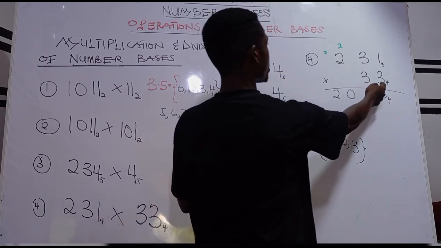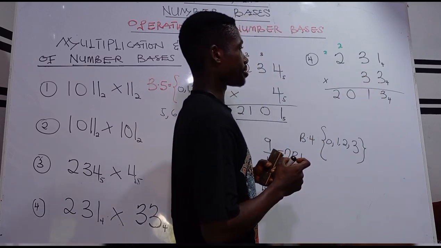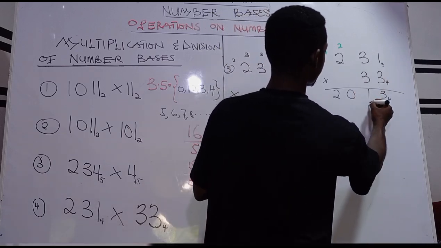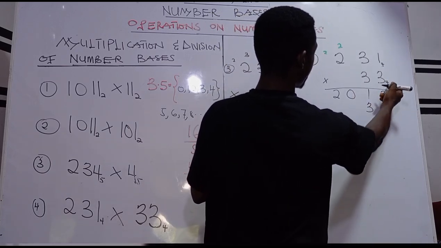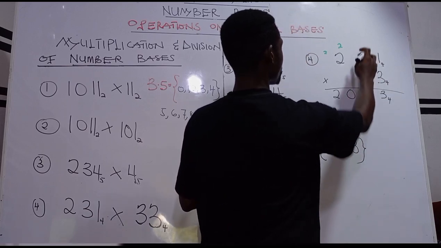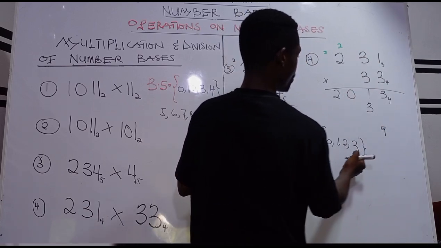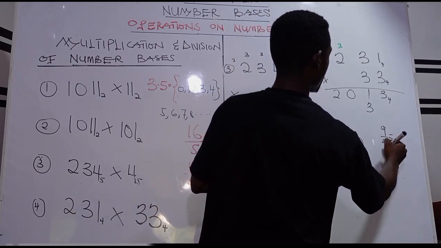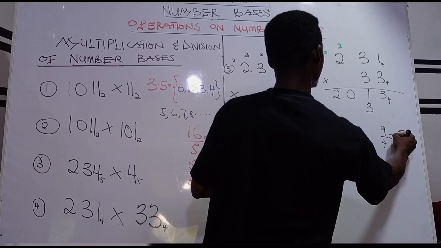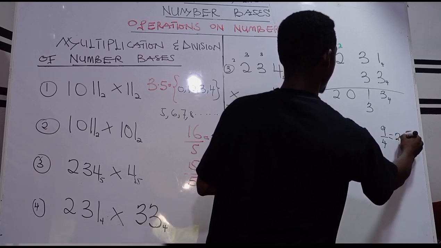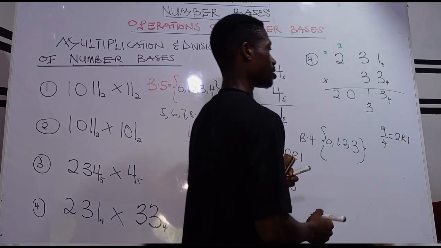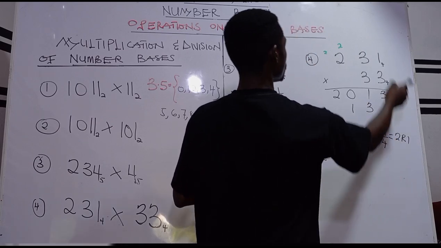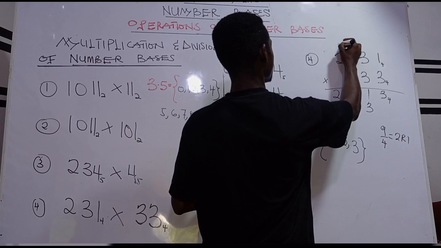So we are done with the first 3. Let's move on to the second 3. We have 3 times 1 will give us 3. We are working in base 4. 3 times 3 will give us 9. We can't have 9 in the base 4 number, so we divide it by 4. And 4 into 9, we have 2, remainder 1. Good. So we are going to write the remainder, and then we carry the 2 to the next number, which is this.